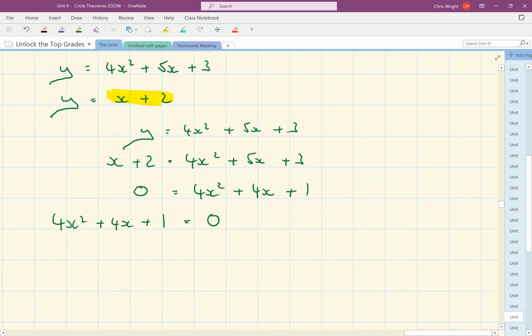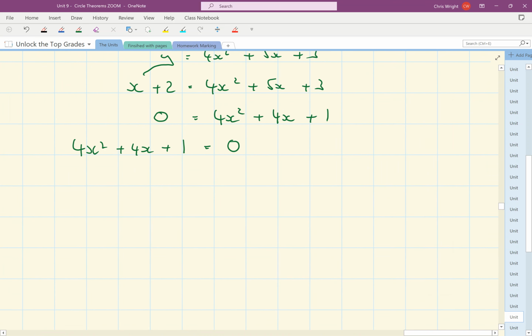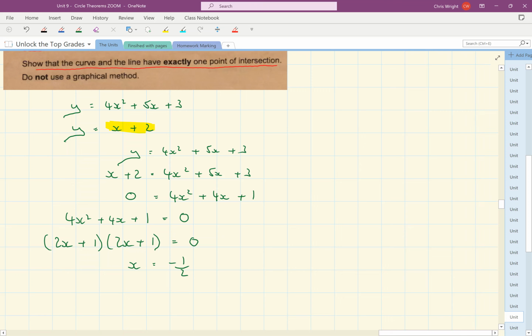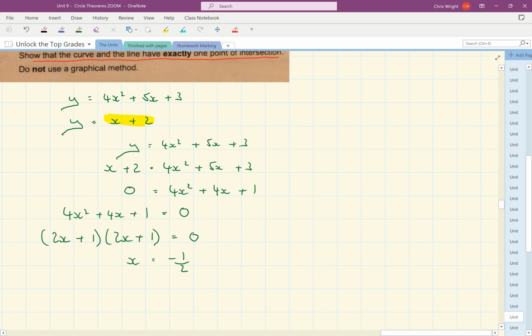Now, how to solve that equation? Well, you could use the formula, or you could look to factorize it. I'm going to look to factorize it, and I'm going to have a guess at 2x plus 1 times 2x plus 1. Now I look at that, I will get 4x squared, I will get 2x and 2x, that'll give me 4x, and I will get 1 at the end. So I factorized it correctly, and now I can see that there is only one solution to that quadratic equation, x equals minus a half. So in fact, I've already shown that there's only one point of intersection here, because there's only one x coordinate where the two cross.